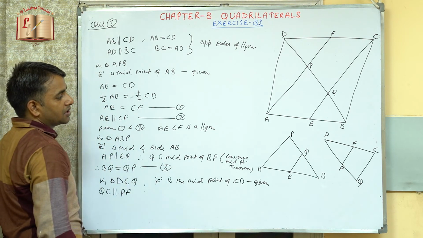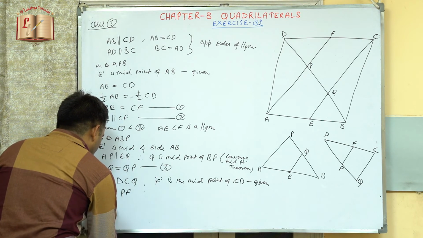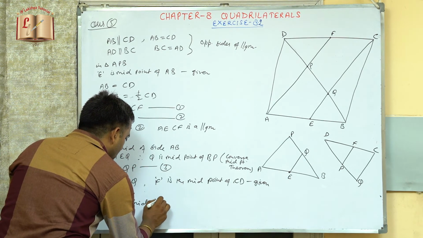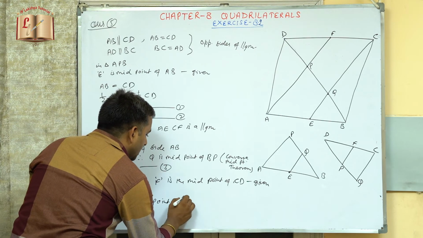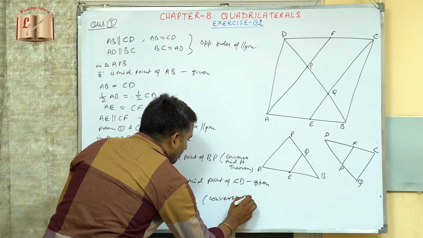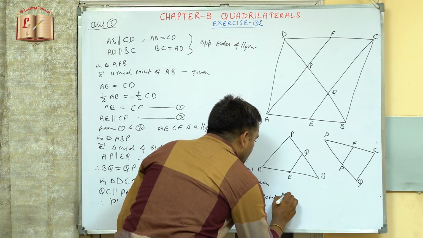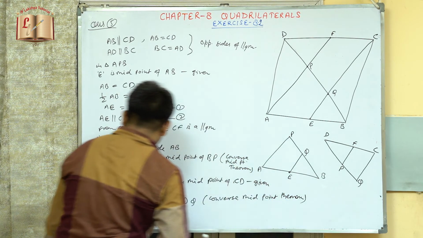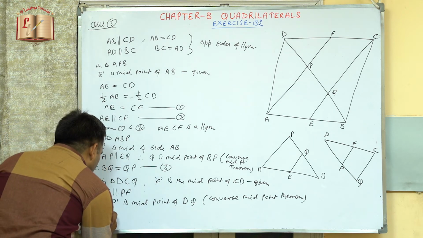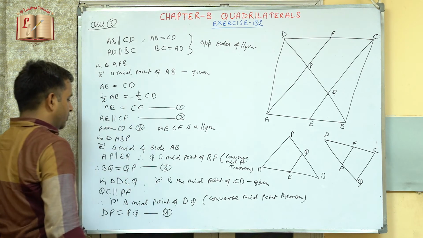Therefore P will be the midpoint of DQ. So therefore P is the midpoint of DQ. This is by the converse midpoint theorem. Therefore we can write this as DP equals PQ. So DP is equal to PQ. This is equation number 4.